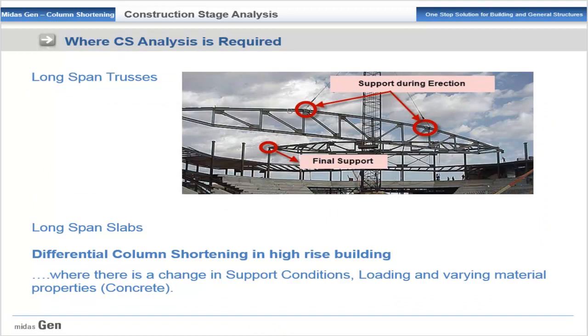So CS analysis is also required for long span trusses. As we see here, the boundary support changes while erecting and placing the truss in position. Also used in bridges and in buildings for long span slabs, and differential column shortening in high-rise buildings as explained earlier. So in short, where there is change in support conditions, loading, and varying material properties, construction stage analysis is required to be performed.